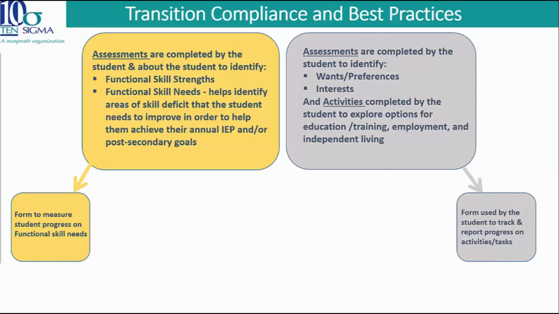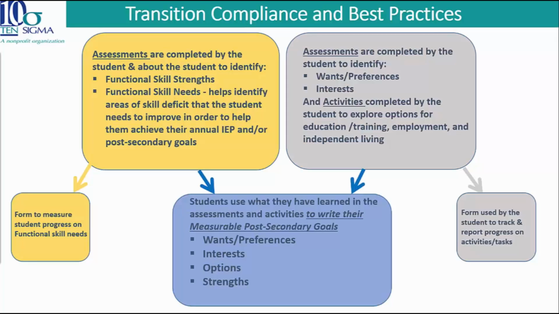The next thing that you will need to design or find are assessments that are completed by the student to identify their wants and preferences and interests, and then activities that are also completed by the student to explore options for education and training, employment, and independent living. Again, you will need to design forms to be used by the student to track progress and report on these activities and tasks. From this information, the student is able to use what they have learned in their assessments and activities to write their measurable post-secondary goals.